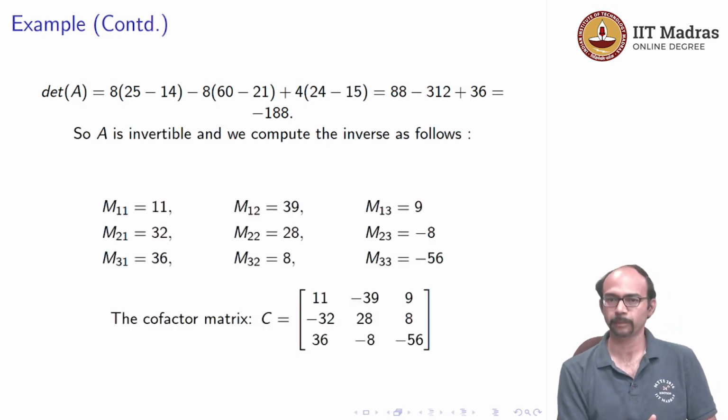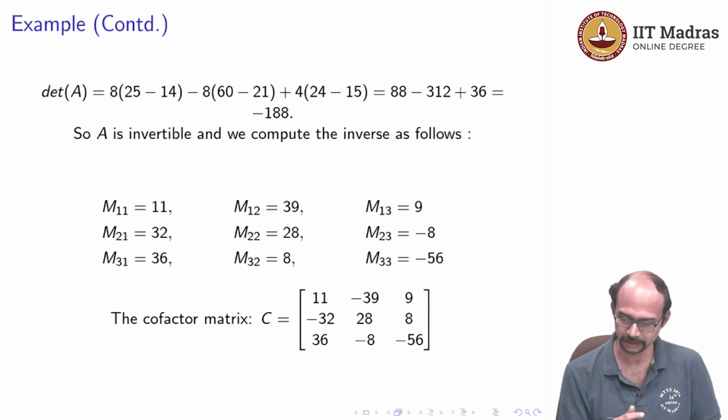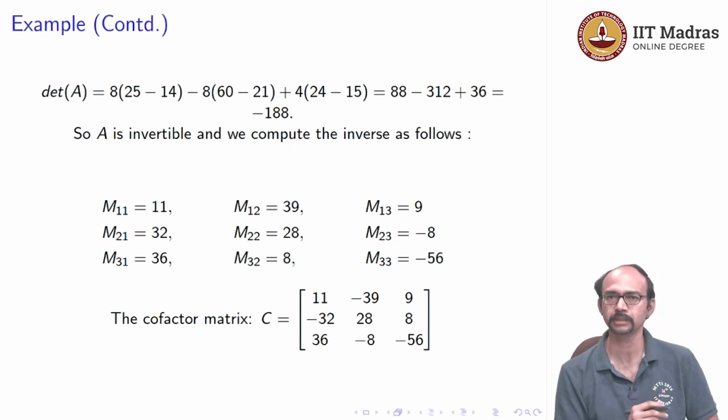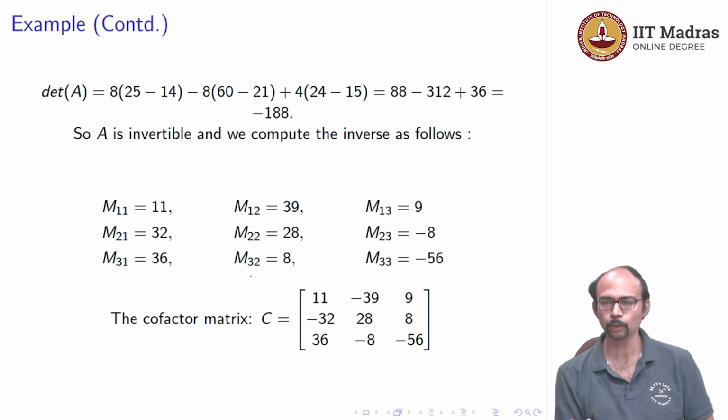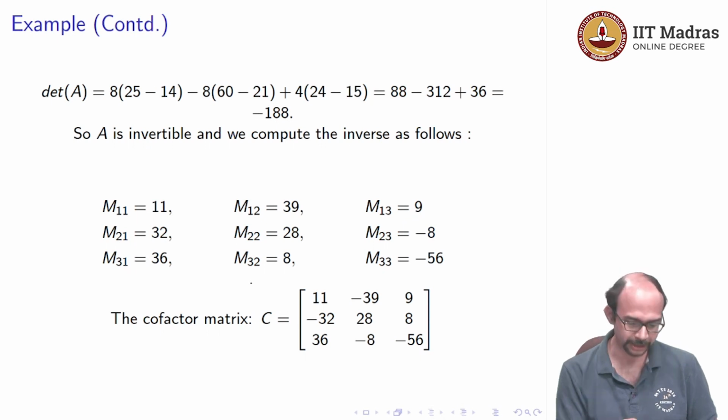Well, we have to find the minors. This is what the minors are. So, 11, 39, 9, 32, 28 minus 8, 36, 8 minus 56. You will have to do this. I trust now we can all compute determinants, and so you will be able to do this. So, just to reiterate, to compute the 3 2 minor, you have to hide the third row and the second column and compute the determinant of the remaining matrix.